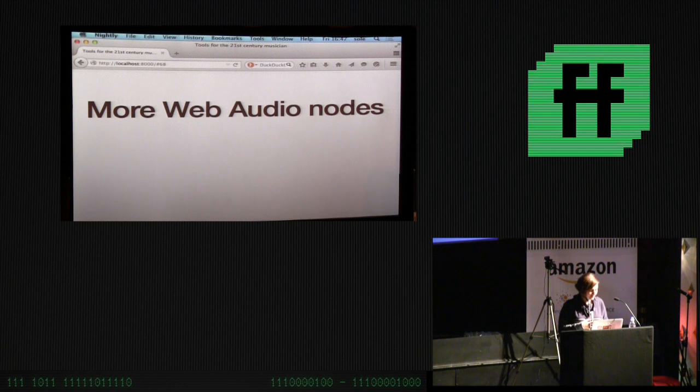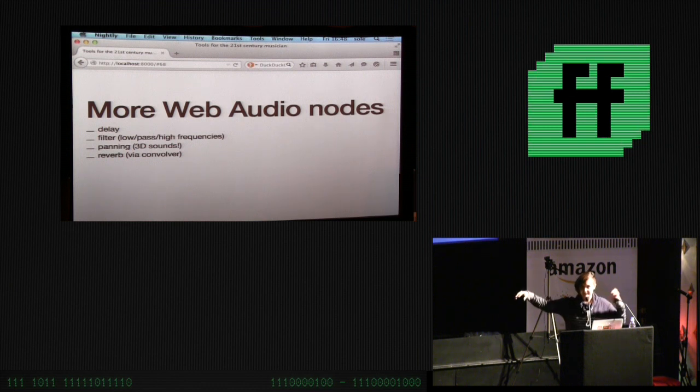And there are more web audio nodes. There are things like delay, filter, panning, reverbs. The good thing about panning is you can use it with things like Three.js. I've built this kind of world where you place things that emit sound, and as you navigate and keep updating the position of the listener, you can have 3D audio pretty easily. It's very simple.